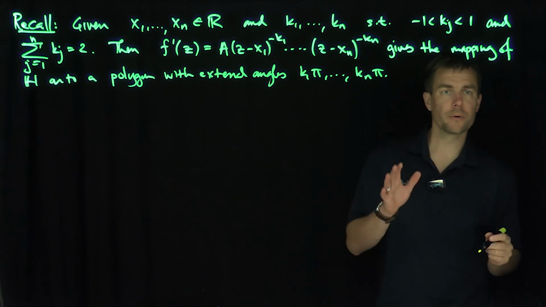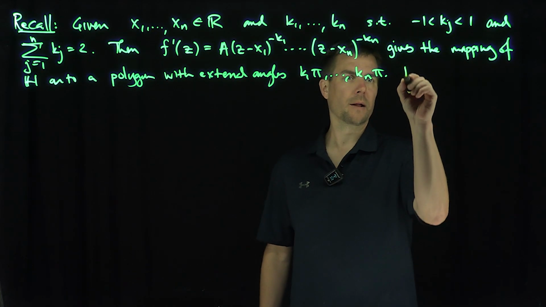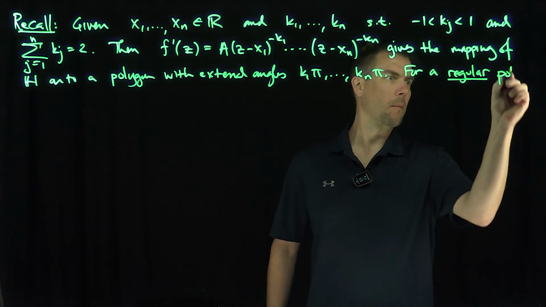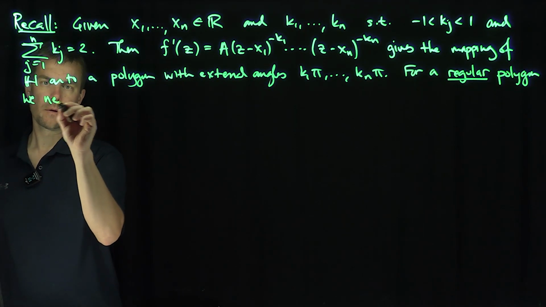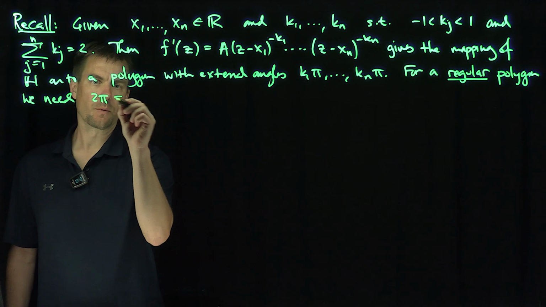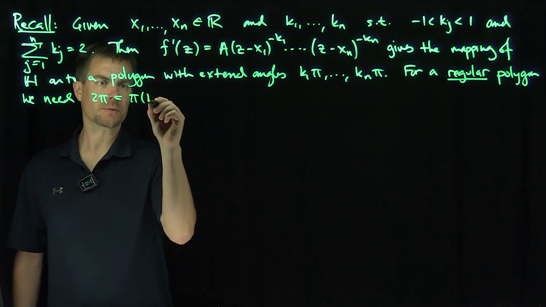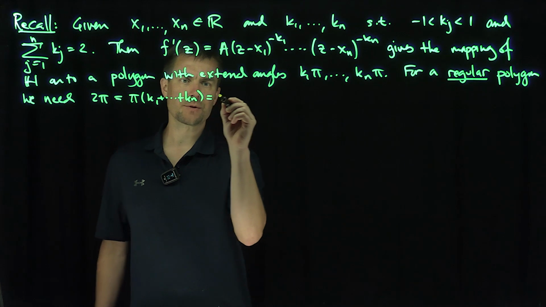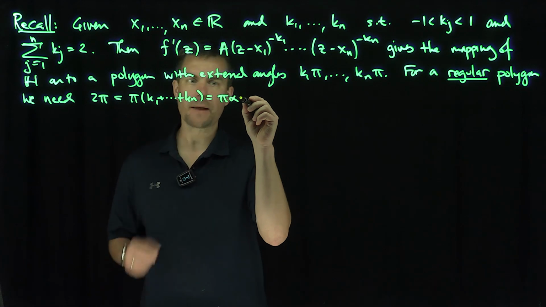Great. Now what we want to do is, in the case of a regular polygon, we know that all the exterior angles have to be equal, right? For a regular polygon, we need 2 pi to equal the sum of all of them, right? So that's going to be pi times (k1 plus through kn). And all of them are the same, so this is just going to be pi times a common angle alpha times n, right? Times n.